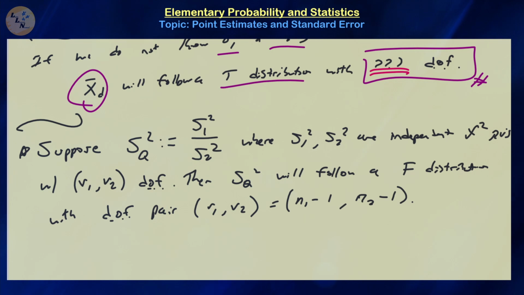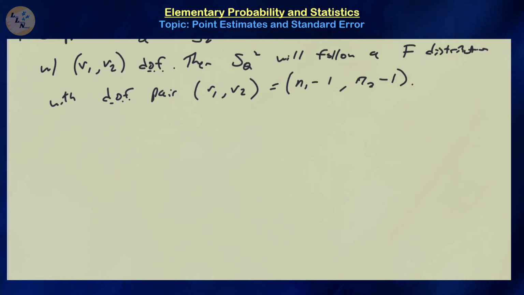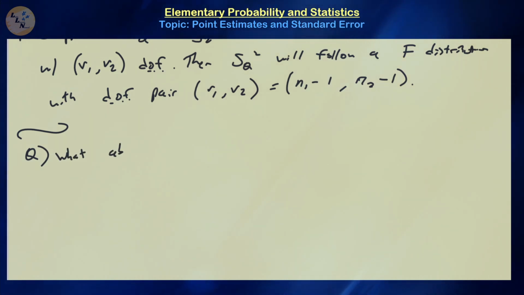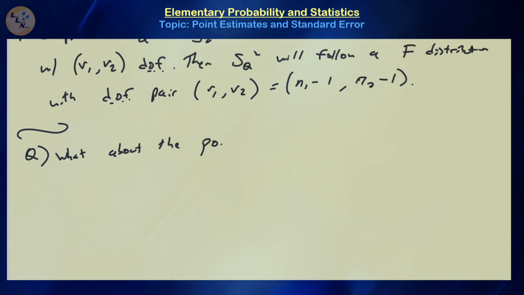So what other metrics do we usually use in hypothesis testing and research studies? So let's ask this question. So what about the population proportion?